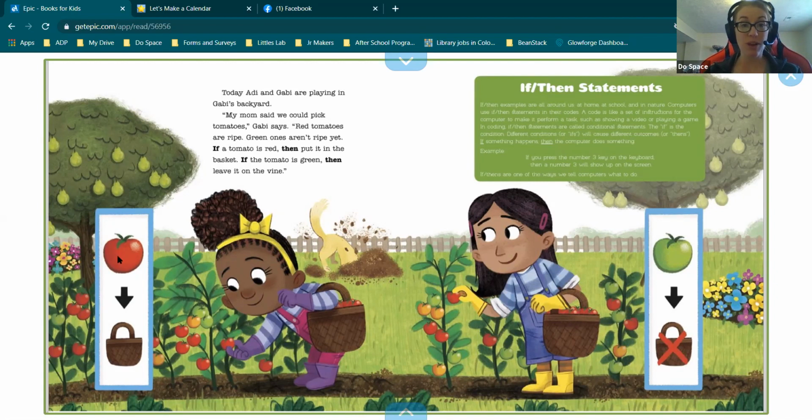So what do they do with the red ones? They go in the basket. And what do they do with the green ones? Then they don't put them in the basket. They keep them on the vine. So that's that if-then statement.